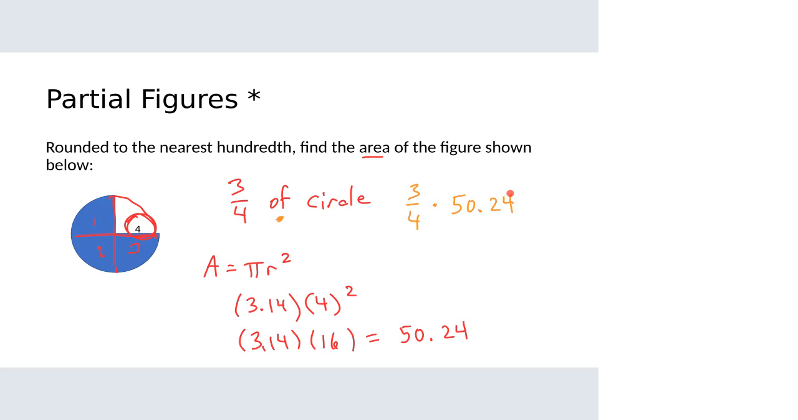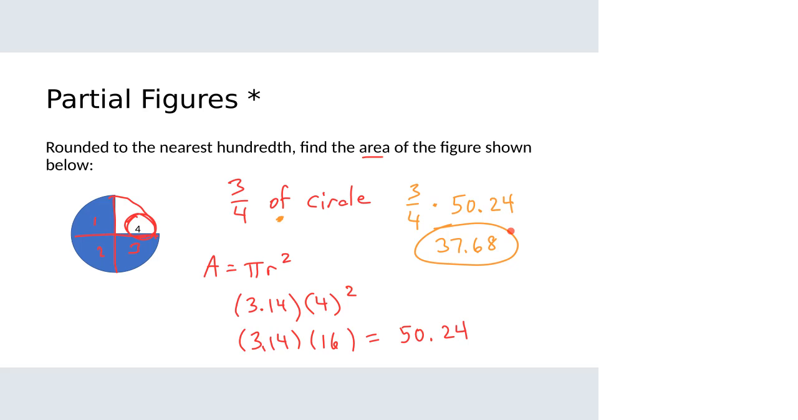3/4, you might know it as 0.75, or you could do 3 divided by 4 to get 0.75, multiply by 50.24, and that gives us an area of 37.68 for that Pac-Man shape that we had over there. Are there any questions about that one? Before I talk about the homework just a little bit, and then we wrap it up.